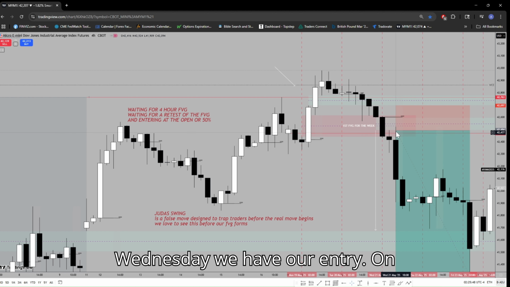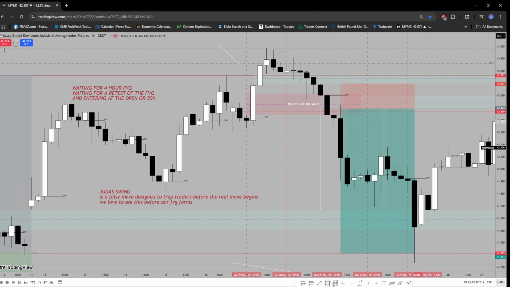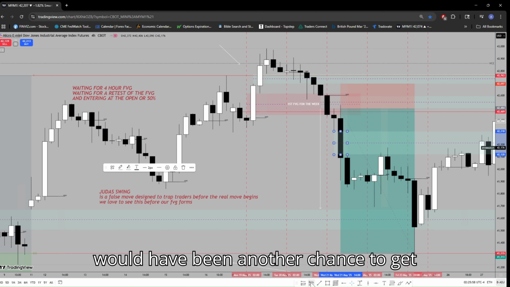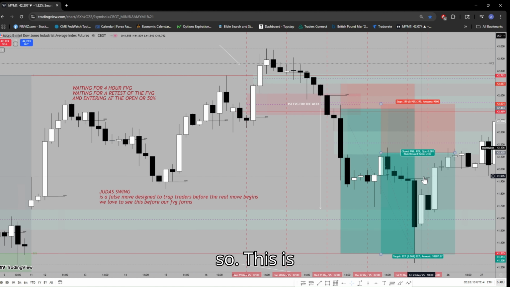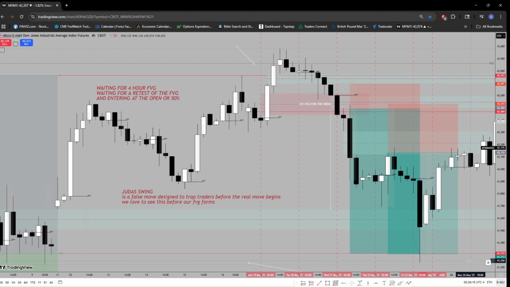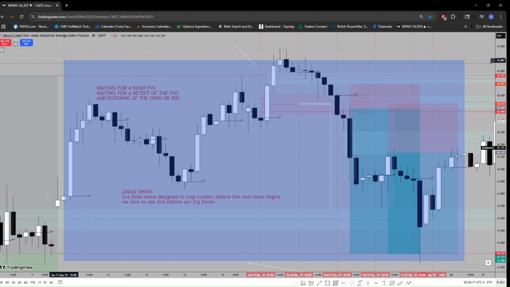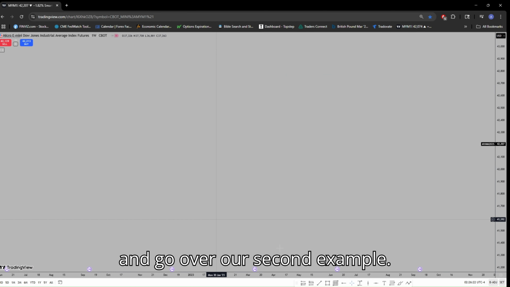Wednesday, we have our entry. On Thursday, we have a continuation. That would have been another chance to get into the market or to scale in. So, this is our first example of the model. Let's go back to our weekly time frame and go over our second example.